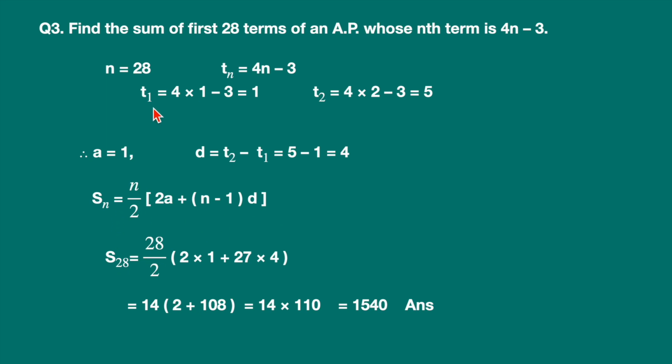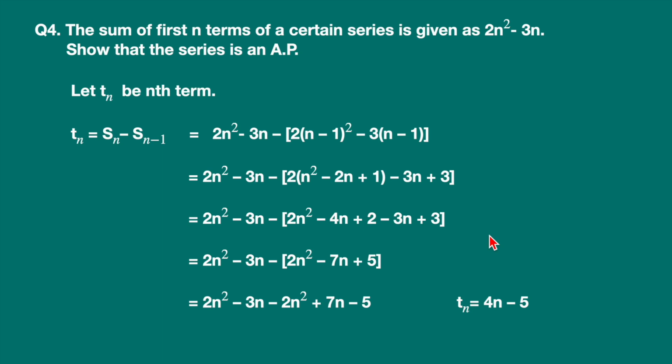Substitute n is equal to 28 here. Simplify, you will get the answer as 1540. Question 4. The sum of the first n terms of a certain series is given as 2n square minus 3n. Show that the series is an AP.